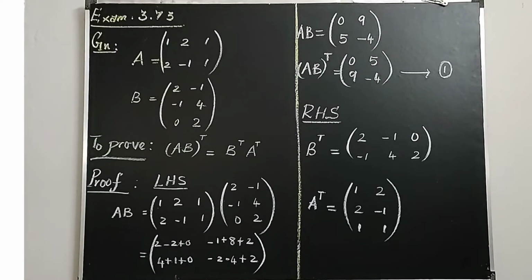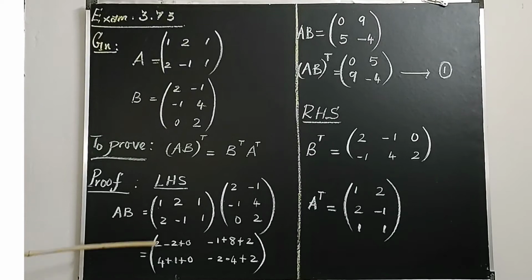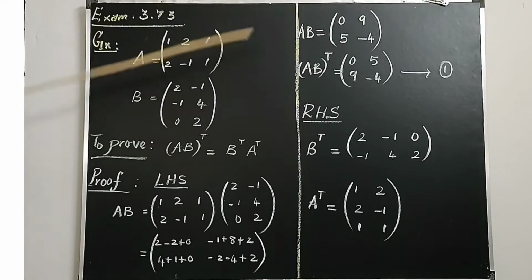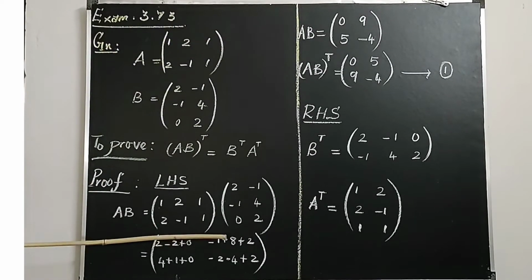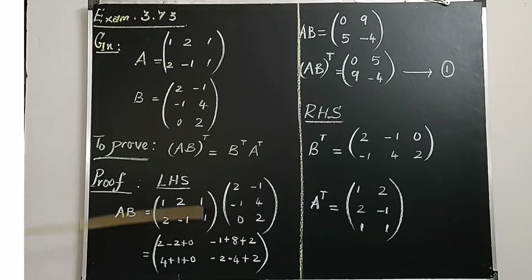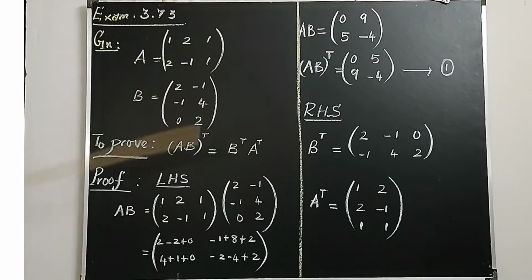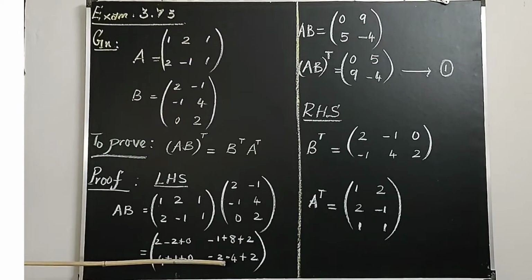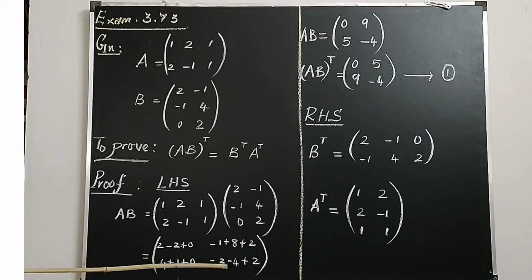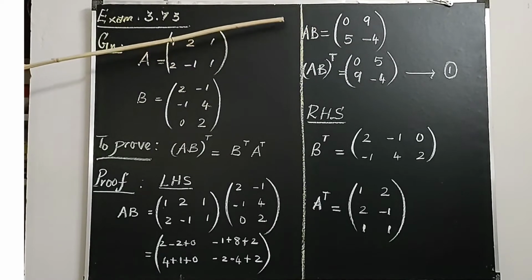Now we have to sum these up to get AB. So AB is equal to: 2 minus 2 will be cancelled, 0. So the first row, first column is 0. Then 8 plus 2, 10. 10 minus 1 is 9. That's the first row, second column. Then 4 plus 1, 5. That is the second row, first column. And for the second row, second column, minus 2 plus 2 will be cancelled, then minus 4. We get AB.